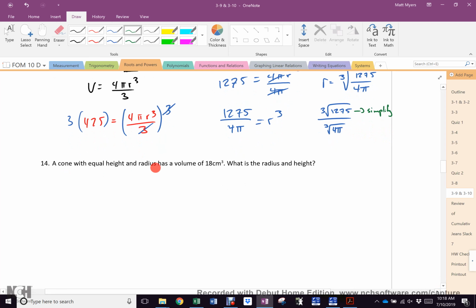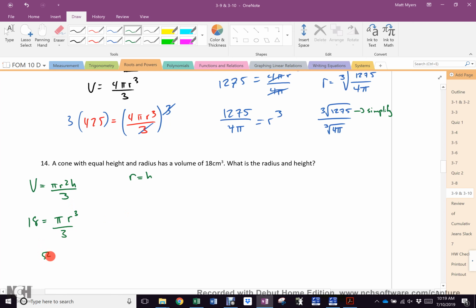Down here, a cone with equal height and radius and a volume of 18. Well, volume of a cone is pi r squared h over 3. Equal height and radius. So what does that mean r and h are? R equals h, doesn't it? So 18 equals pi. R and h are the same, so that's really r cubed now, isn't it? Because r squared and h is the same as r cubed, over 3. And then I do the same thing.